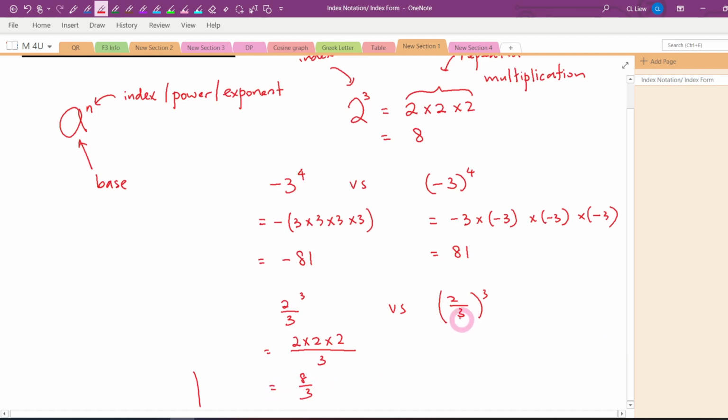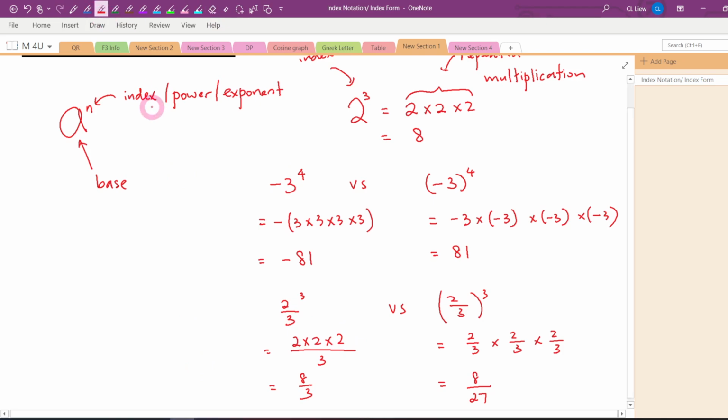Whereas for this one, you have a parenthesis, so people know that this whole thing is repeated 3 times. So 2 over 3 times 2 over 3 times 2 over 3. So the answer will be 2 times 2 times 2, you will get 8. 3 times 3 times 3, you will get 27. So you need to be more careful for this one, especially when you have a negative sign.